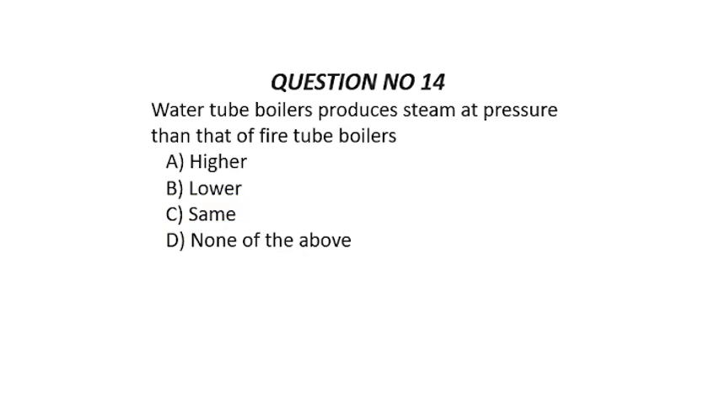Question number 14. Water tube boilers produce steam at dash than that of fire tube boilers. So it is generally a comparison between water tube and fire tube boilers. The comparison of pressure. So what do you think? So water tube boilers produce higher pressure than fire tube boilers. So correct option is option A.